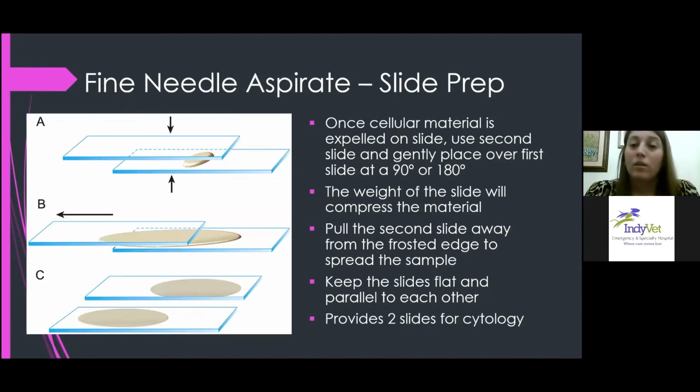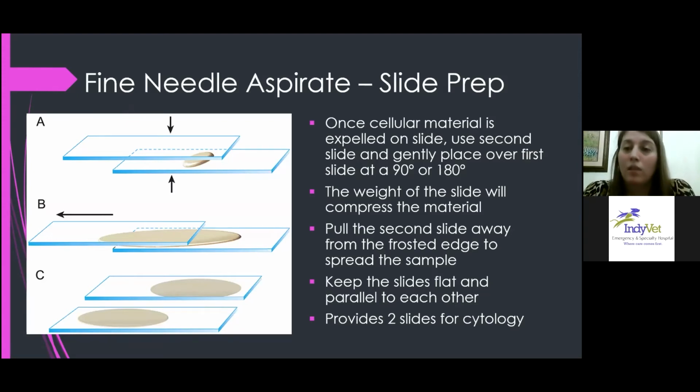So we have our sample. Now, how do we prep the slide in order to evaluate it appropriately? Once it's expelled on the slide, you take a second slide, place it gently over the first, either at a 90 or 180 degree angle. The 180 degree is shown in the picture to the left. Let the second slide settle on top.